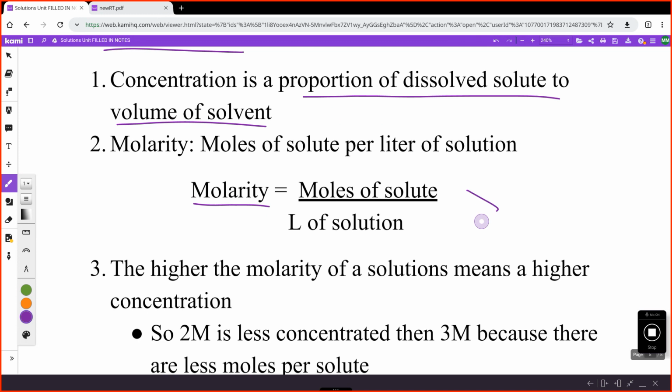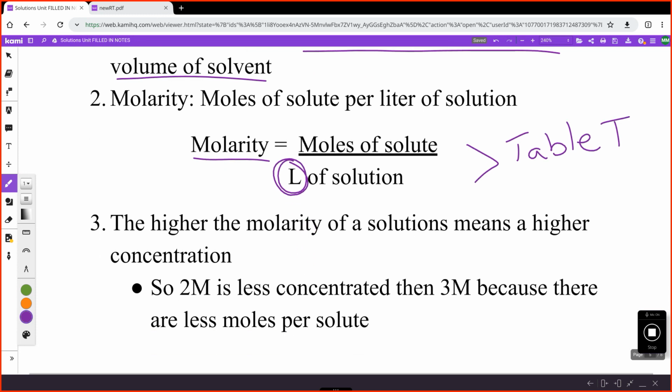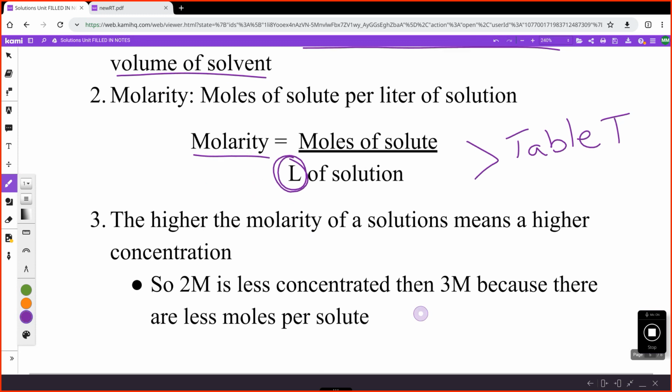If you want to, right now you can go check Table T of your reference table, and you will find this formula there. It says exactly this: moles of solute over liters of solution. Now, it'll come up later, but the liters portion is really super important. So what we've got here is some math.